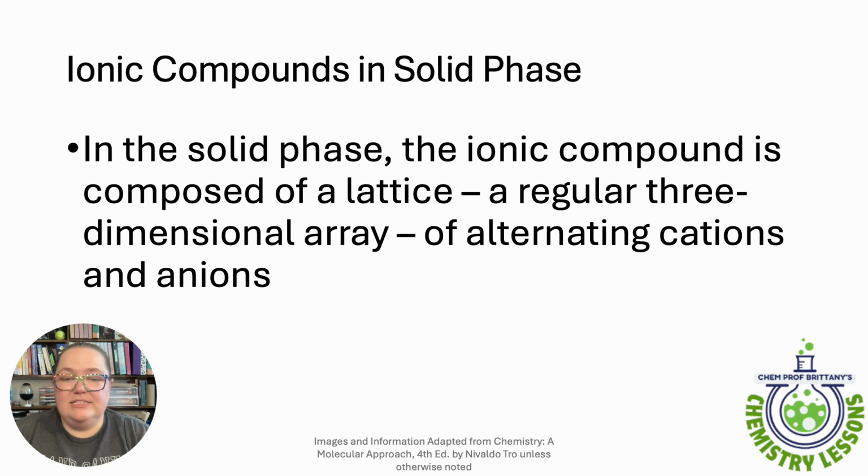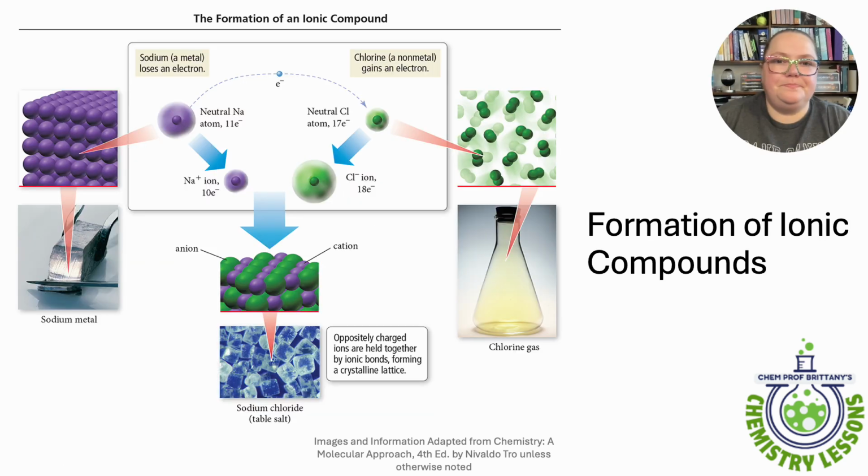In a solid phase, the ionic compound is composed of what we call a crystal lattice structure, which is a regular three-dimensional organizational strategy, I guess, of alternating cations and anions. So here we have our sodium, which we've got as purple, and our chlorine, which we have as green. And here you see we have this alternating green and purple of the sodium chloride.